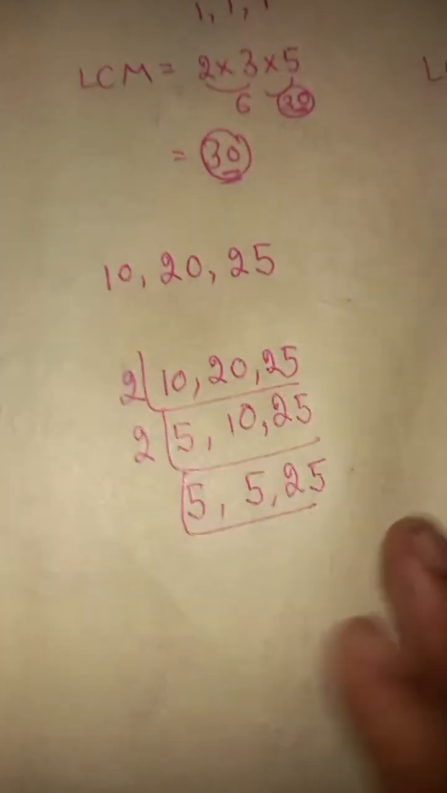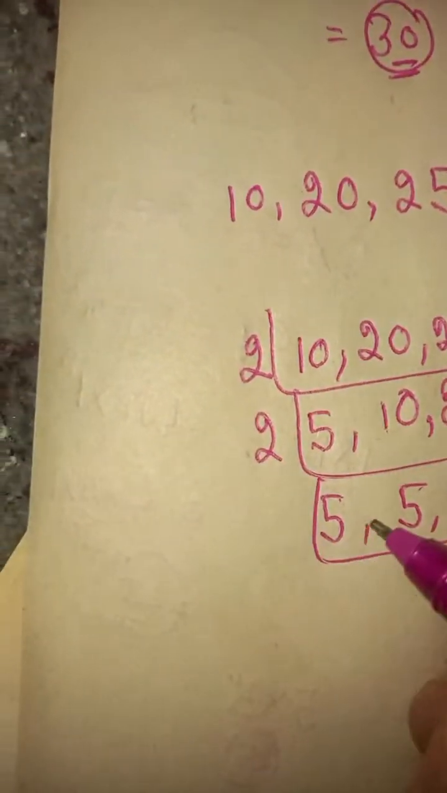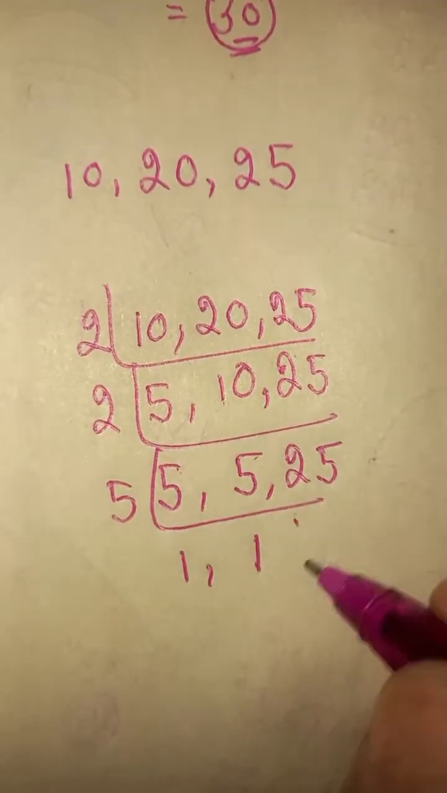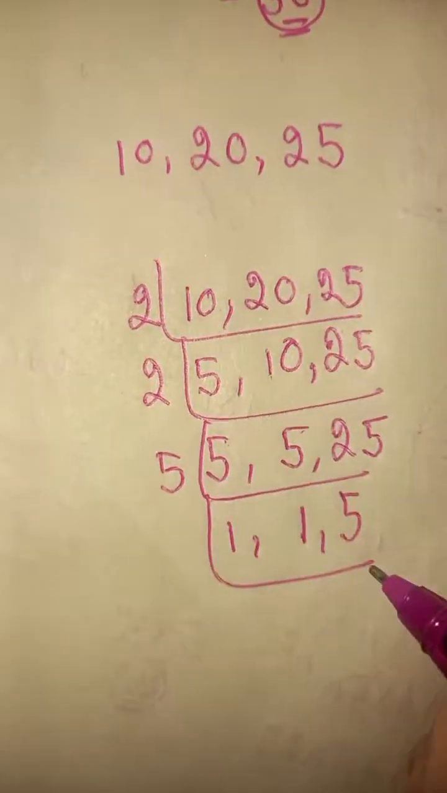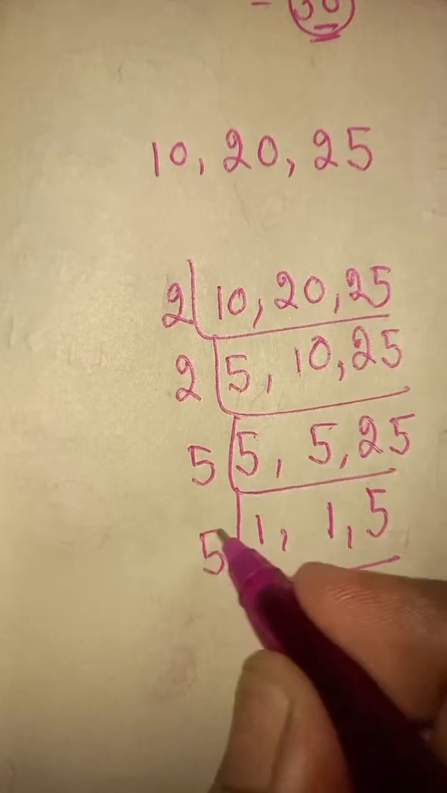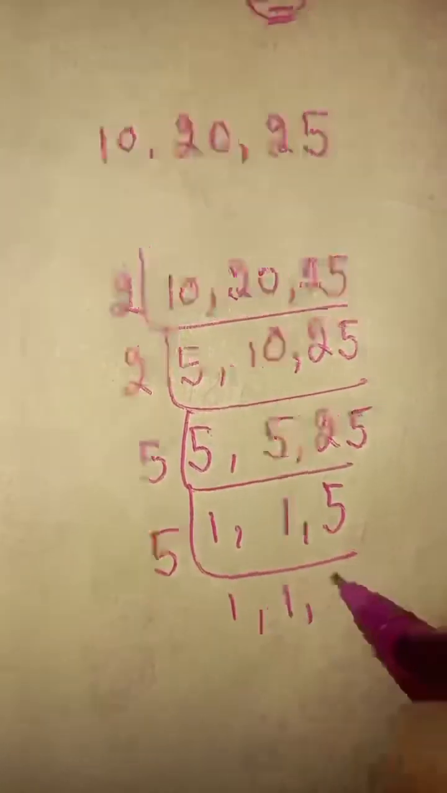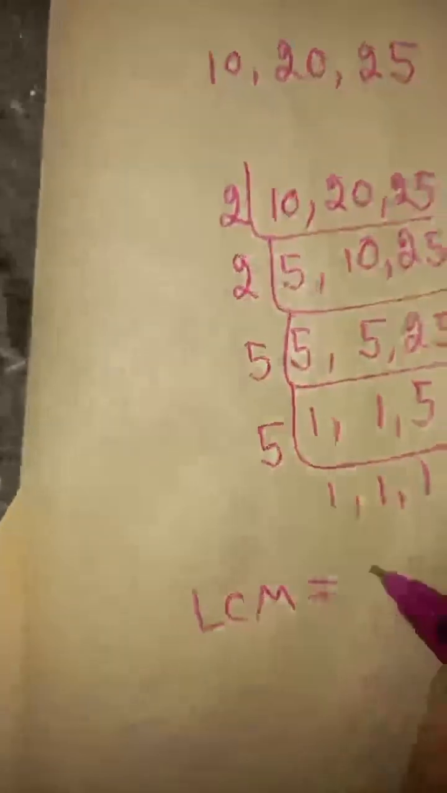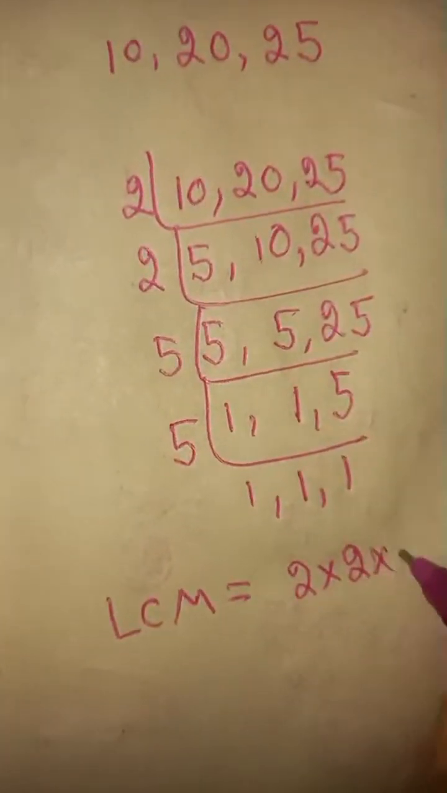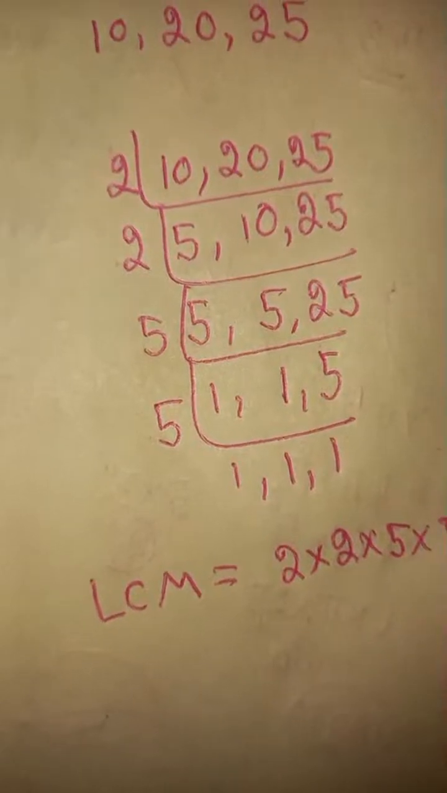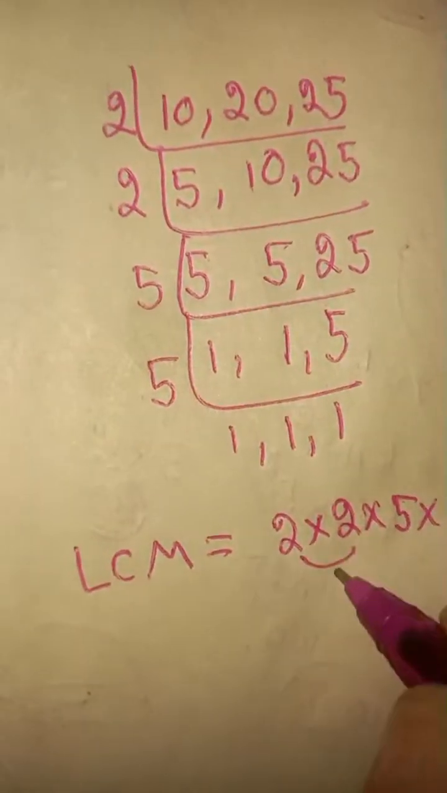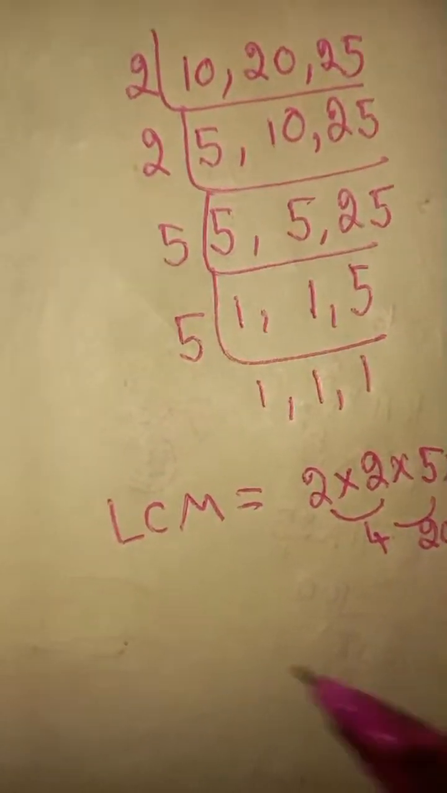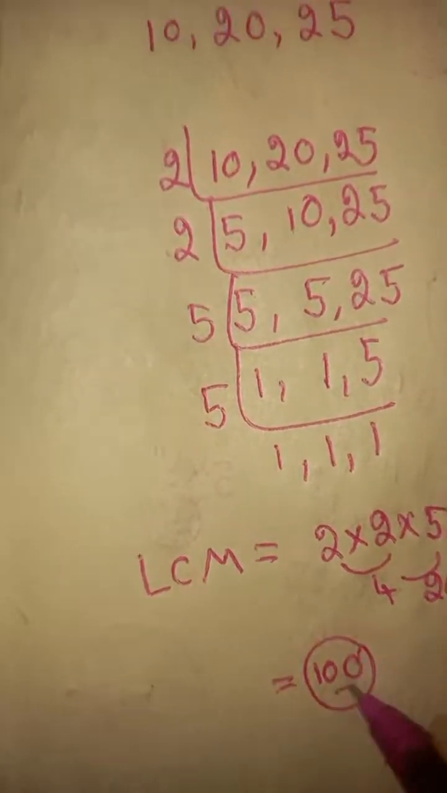You cannot divide anything by 3, so let's take 5 directly. 5 1 times 5. Again 5 1 times 5. And 5 5 times 25. Again 5 remains, so you can take 5 again. 1 1 remains like that. 5 1 times is 5. LCM of these numbers is 2 times 2 times 5 times 5. 2 times 2 is 4, 4 times 5 is 20, 20 times 5 is 100. So 100 is the actual LCM.